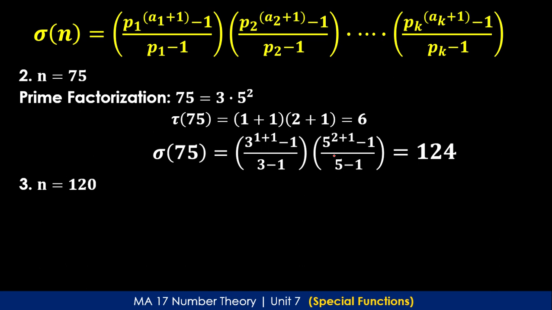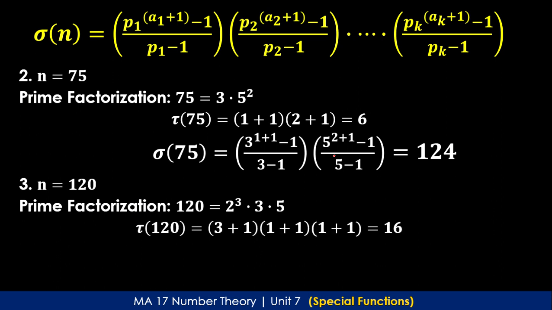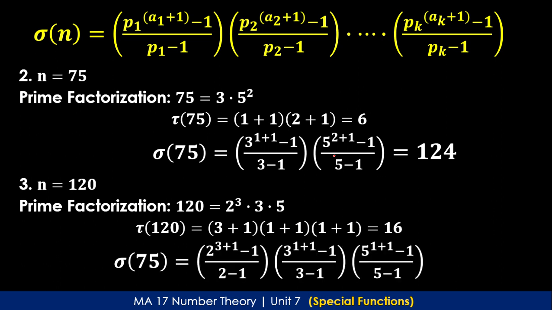Next one. How about 120? We have that prime factorization again, and let's substitute it into the formula. We'll have the tau, or the number of positive divisors, 16. And for the sum of those positive divisors, since we have 3 prime factors, we have this. If we solve this, the sum of the positive divisors of 120 is 360. So all you need to do is just apply this formula to get the sum of the positive divisors of the given number.